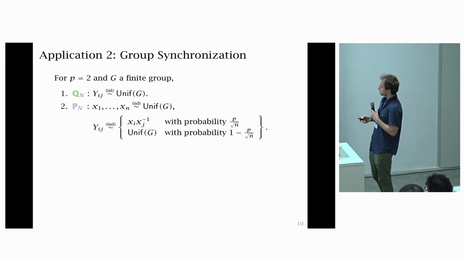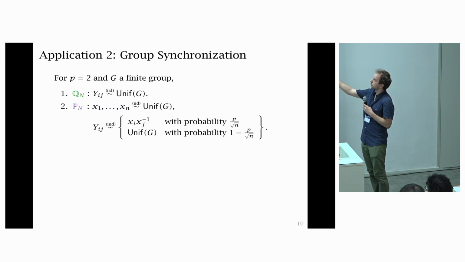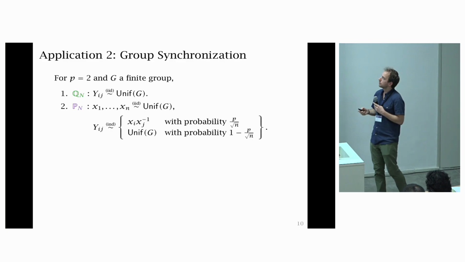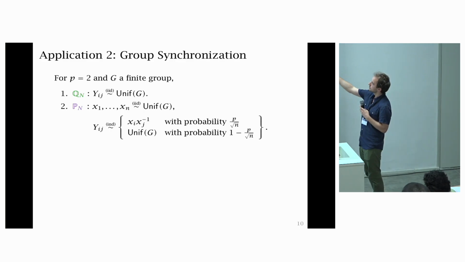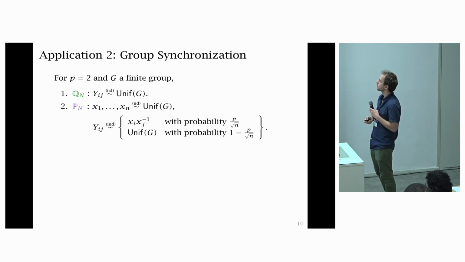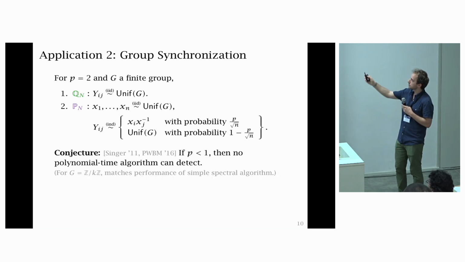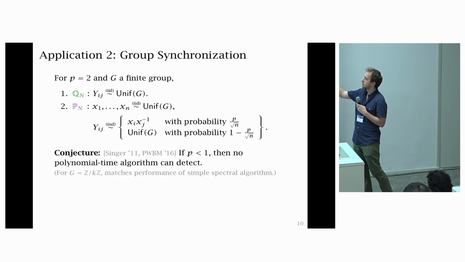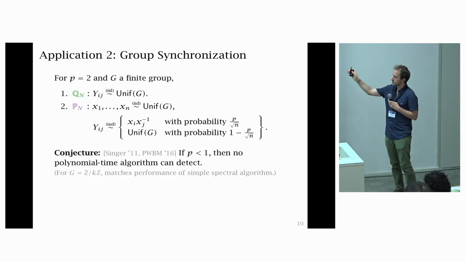Now for another application, I'll talk quickly about a problem over groups. Here I'll observe a graph or a matrix worth of observations. It'll either be just drawn uniformly from a finite group, or the indices will be associated to group elements, and I'll observe group differences with some kind of noise, with them replaced at random with uniform elements from the group with some probability. Again, it was conjectured that if this probability is too small, if I have too few correct observations, then it's hard to detect this kind of structure. And it turns out that in some cases, this matches the performance of some simple algorithms.